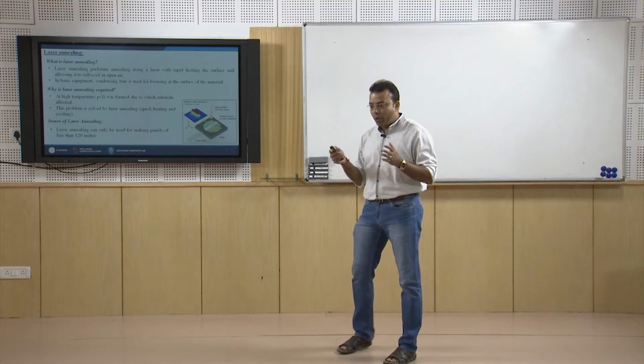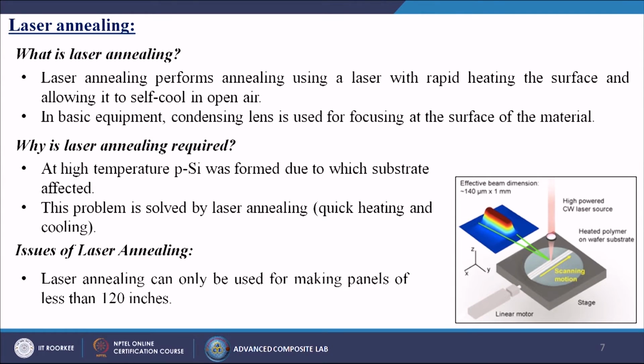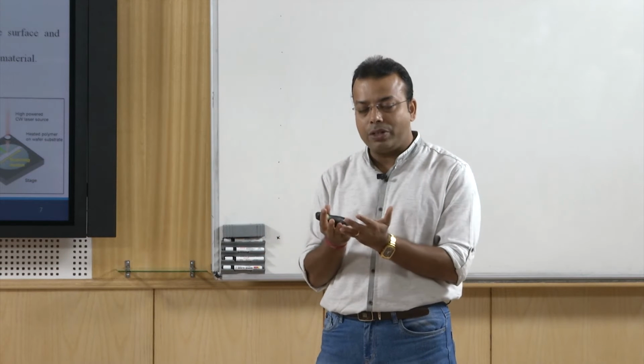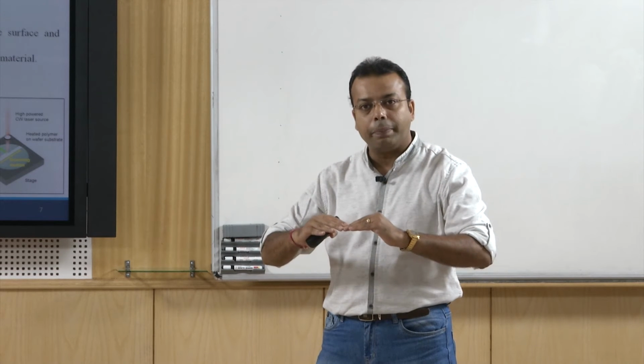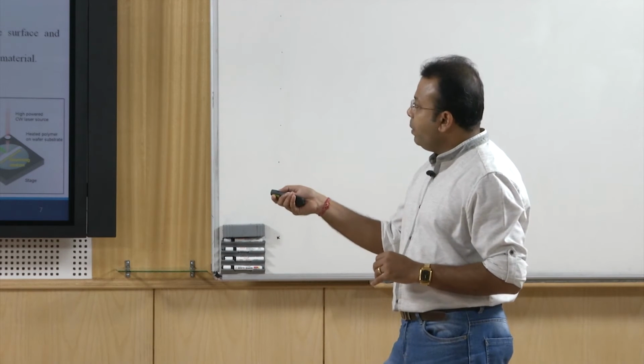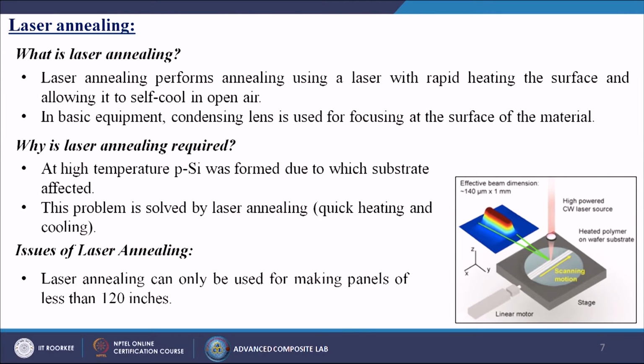So, annealing is also one kind of metallurgical term by which we are heating a material to a particular temperature, then keeping that material at that temperature for a longer time, then slowly decreasing the temperature. Laser annealing performs annealing using a laser, rapidly heating the surface and allowing it to self cool in open air. So, as I told already, I am heating that material, then slowly cooling it down so that the material can release the heat slowly, so that the crystal structure formation will be homogeneous.